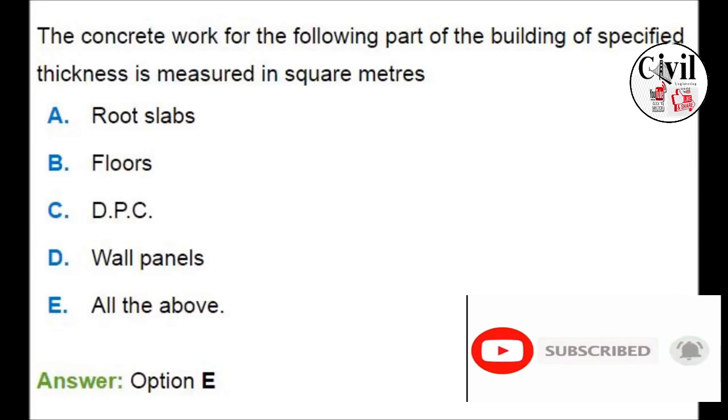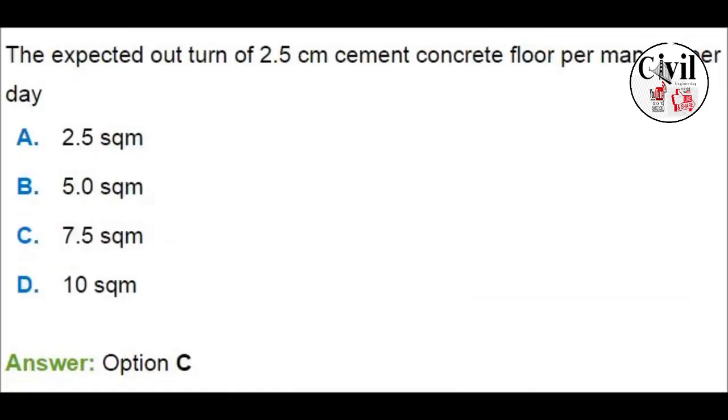So E is the correct answer in our case. Okay, let's move to the next one. The expected turnout of 2.5 centimeter cement concrete floors per mason per day is about 7.5 square meter. So option C is the correct one.